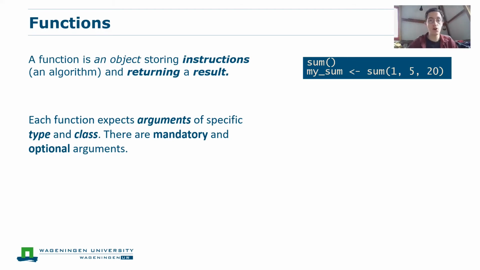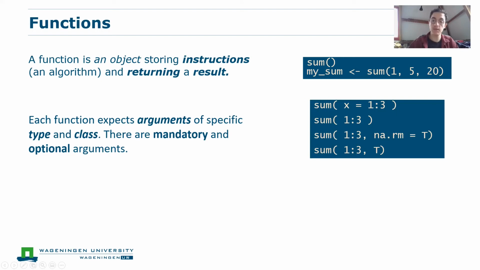There are both mandatory and optional arguments. So for instance, in the function sum, the mandatory argument is the numbers that you need to sum, right? And this argument is called x, and you can provide the name of x or you cannot provide it, and then the functions in R will assume that the first argument that you give is the first argument in its list of arguments. Sum has also an optional argument, na.rm, which you can specify or not specify, and if you don't specify, the optional arguments will take default values.